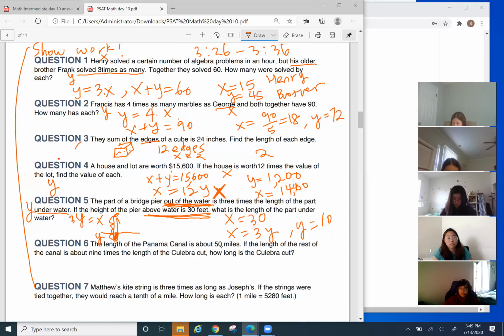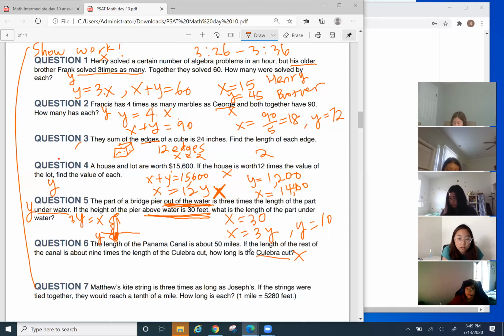I don't understand how this canal looks. How did you guys do it? I did it in a different way. Oh no, for question 6. Yeah. How did you do it? I made the cut x, so cut equals x.